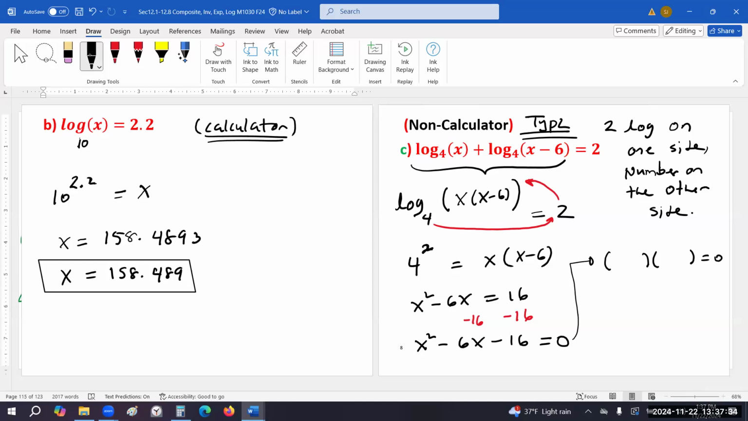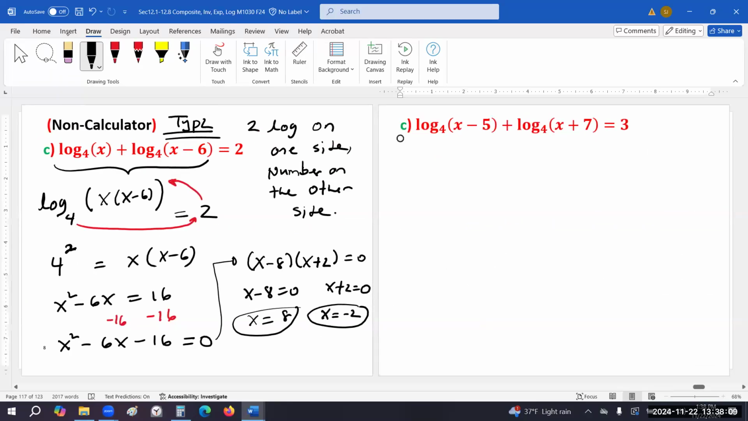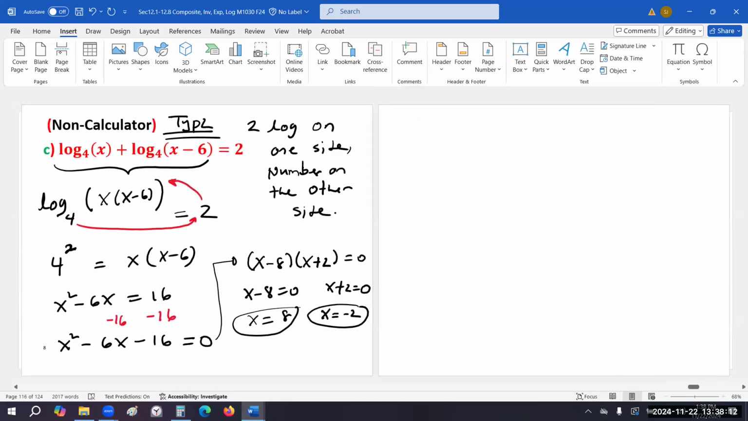So what two numbers multiply to give negative 16 and add to negative 6? Negative 8 and positive 2. 8 times 2 is 16, 8 minus 2 is 6. So x minus 8 equals 0, x plus 2 equals 0. That gives us x is 8 and x equals negative 2. Are we done? No. We cannot stop here. Even though you see this in the multiple choice, if you pick it without checking, whatever you did so far, everything will be 0.